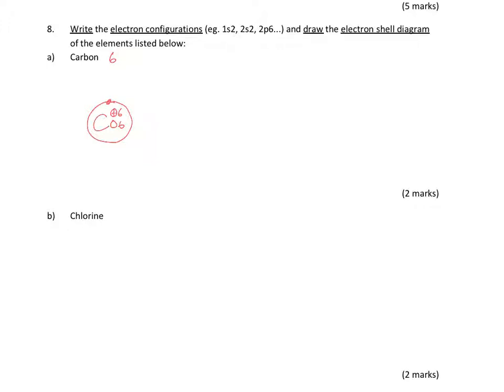Draw the shell diagrams. 1, 2, 3, 4, 5, 6. Now write the electron configuration. So 1s2, 2s2, 2p2. 1, 2, 3, 4, 5, 6. So that's carbon done.